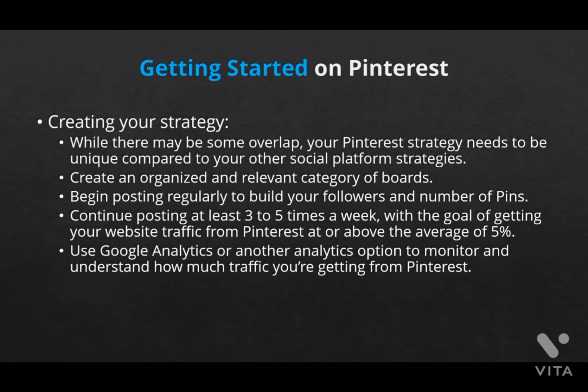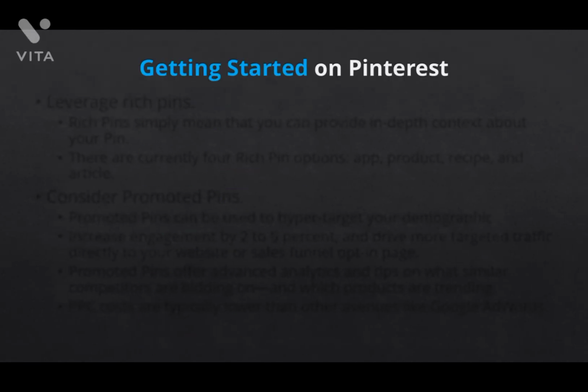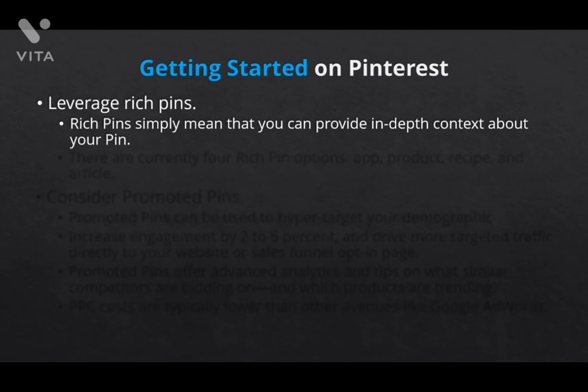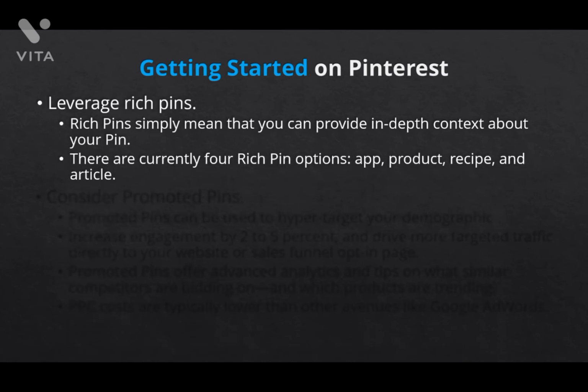Let's talk about setting up rich pins. Rich pins simply mean that you can provide in-depth context about your pin. There are currently 4 rich pin options: app, product, recipe, and article. For example, a product rich pin could automate the current price featured on your website and might let the customer know if the product is in stock. You need to apply for rich pins, which is fast and approval is easy. Pinterest really just needs to verify that you're legitimate and that you have the basic metadata requirements.